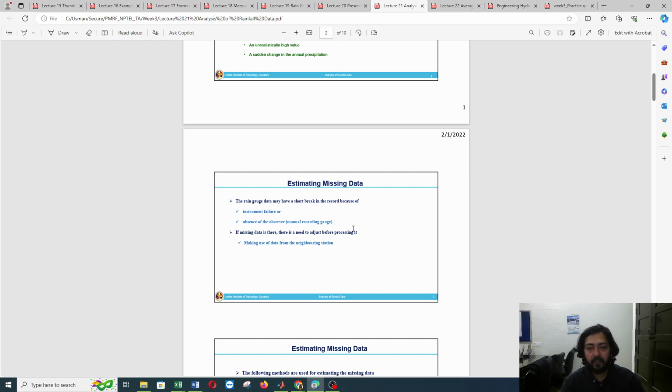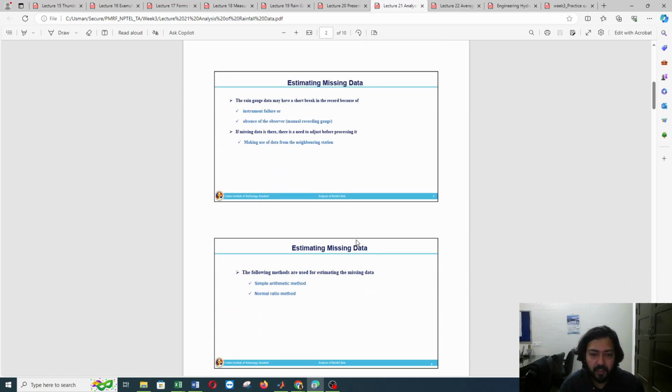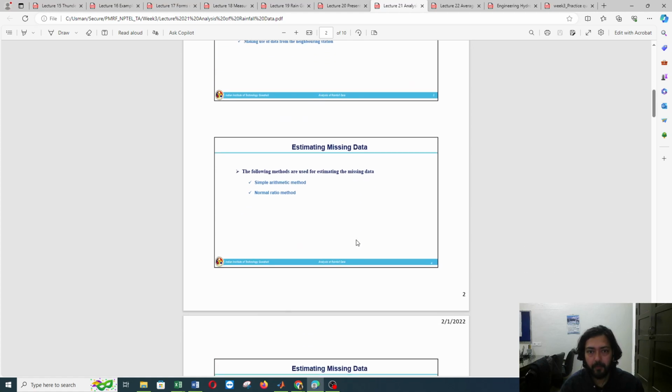One of the ways to calculate the missing data is to take the simple arithmetic mean of the data of the neighboring stations, or you can use the normal ratio method. Here I am going to discuss three different techniques. Two are shown in the slides now, and there is one more technique called the inverse distance method, which all GIS tools use.